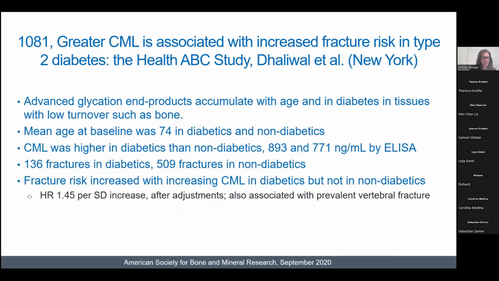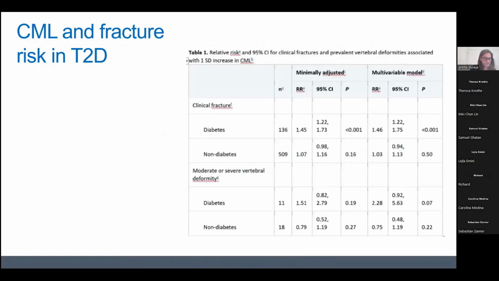Talking about CML, this data here is from an abstract that was submitted to the ASBMR in 2020, where they found a relationship between CML and fracture risk in the Health ABC study. CML in this study was measured using ELISA. They found that for every standard deviation increase in CML in serum, there was a 1.45 factor association with fracture risk, and it was also associated with prevalent fractures. They found an association with clinical fractures and borderline vertebral fractures. So it kind of goes in the direction that both CML as well as pentosidine seem to be associated with increased fractures in people with diabetes.